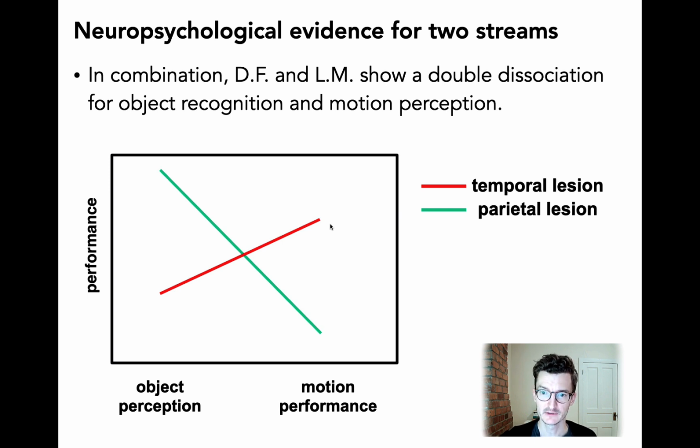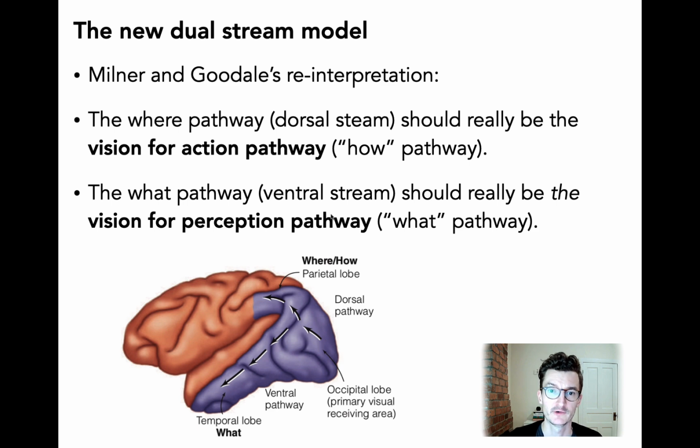So, classic double dissociation. This argues for functional specialization, right? This argues for the existence of these two distinct processing streams. Very strong neuropsychological evidence that in the brain there's a dorsal stream, which is what we would now call a vision for action pathway that runs from primary visual cortex up into the parietal lobe. And there's also a ventral stream, or a vision for perception pathway, that runs from primary visual cortex into the temporal lobes.